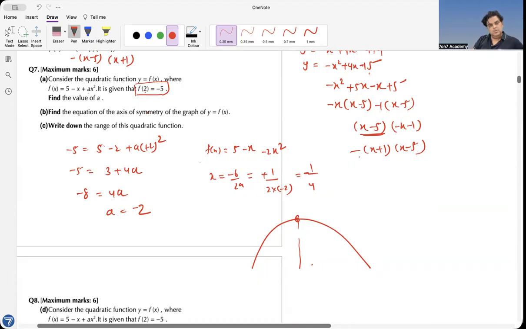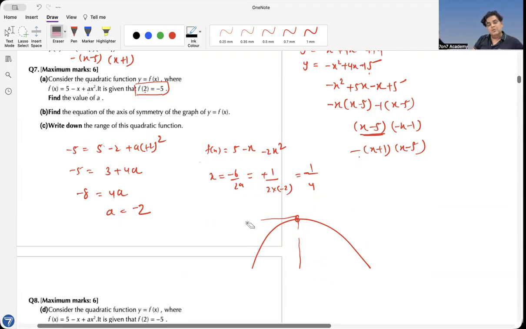Okay. What is the x value here? 2. What is the y value here? Minus 1. So what are you trying to find here? The point is random. Do you understand? Minus 1 by 4 is the x value.